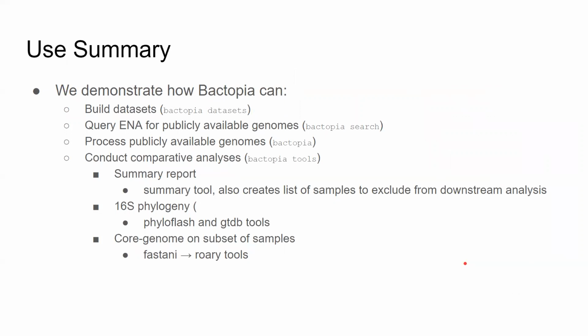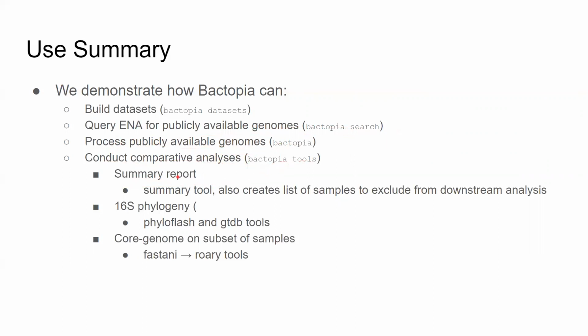So to highlight the use case, we demonstrated how Bactopia can build datasets. There is a command, bactopia datasets, to do this for you. Query ENA for publicly available genomes. There's a command, bactopia search, that will take your query, query ENA's data warehouse, and return the results for you. Then process publicly available genomes using the standard Bactopia command, and conduct comparative analyses with Bactopia tools.